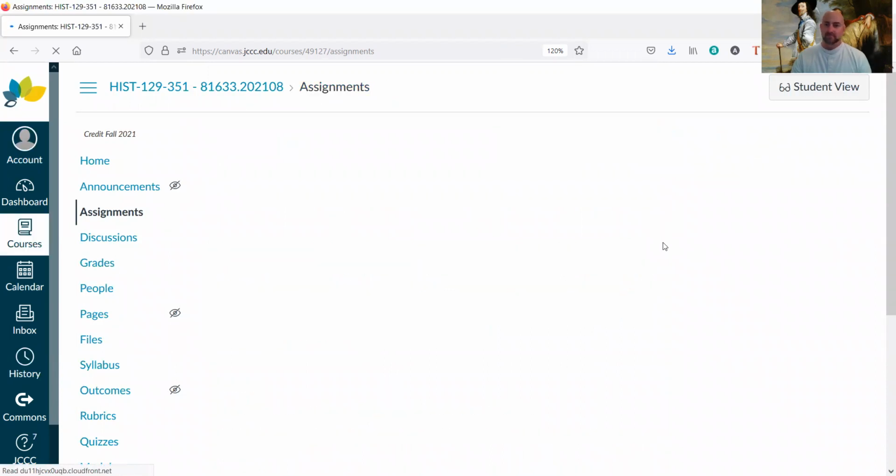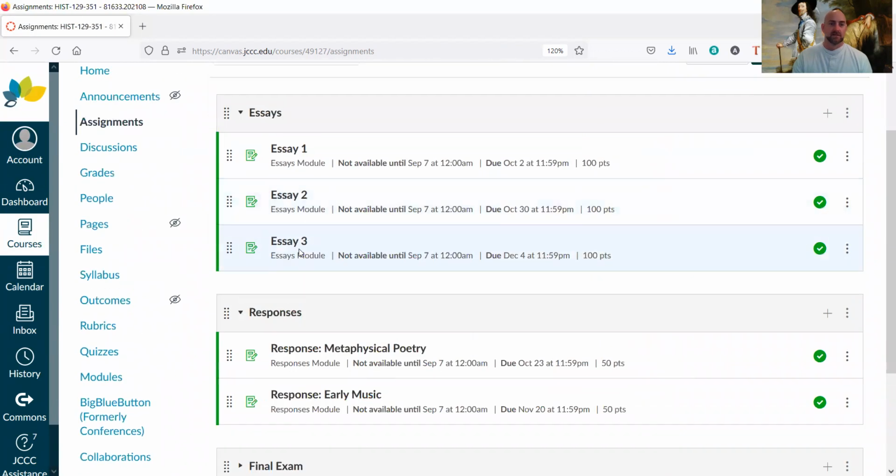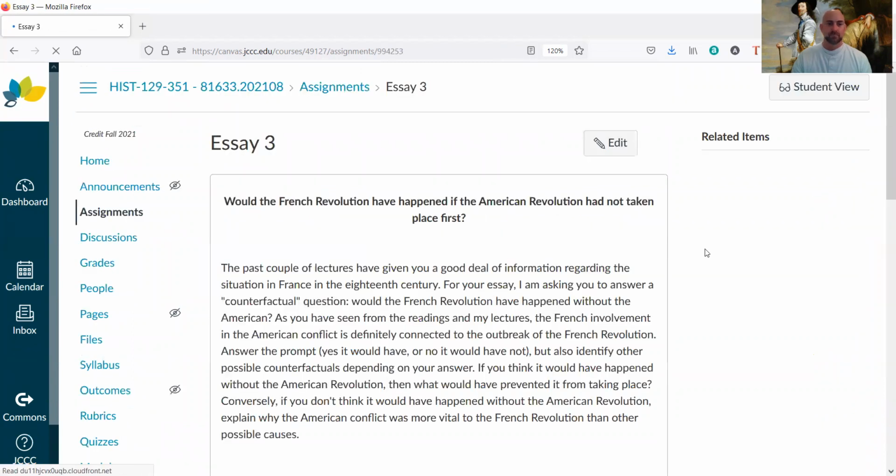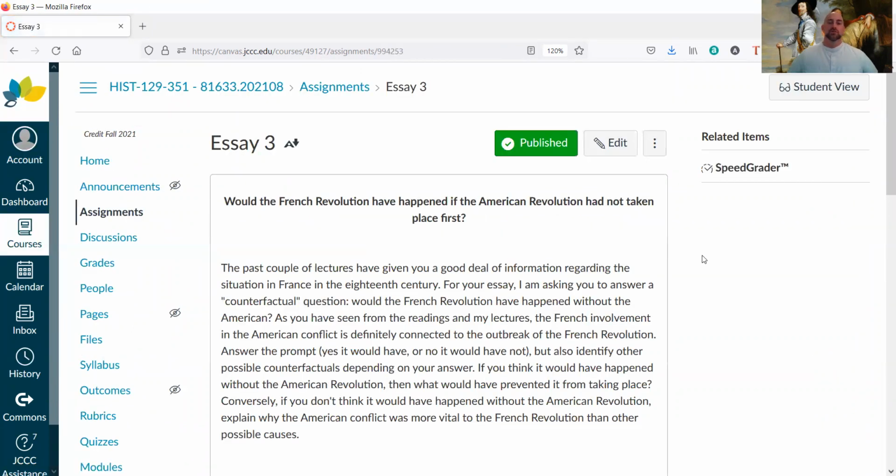One last one, and then at the end, the third essay. Would the French Revolution have happened if the American Revolution had not taken place first? What's going to happen is you're going to get a lot of information from my lectures and the textbook about what fed into the French Revolution, which is, of course, a highly complex event with lots of causes, but I'm going to ask you a counterfactual. This is what historians call counterfactuals, the what-if questions. What would have been the impact if so-and-so had not happened?